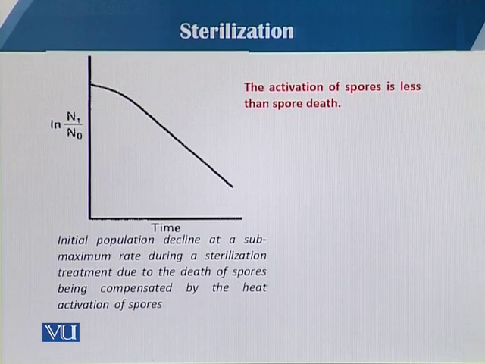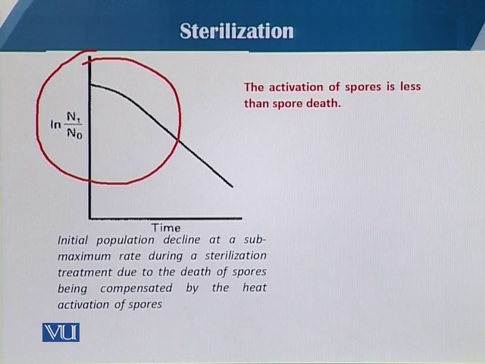In the third case, the activation of the spores is less than the spore death. In the first case, the activation of the spores is more than the death rate. But in the second, the death rate and the activation are equal, and then we can say it is the balanced stage. But when the activation of the spores is less than the spore death, we can see such a kind of graph, with a slight shoulder.